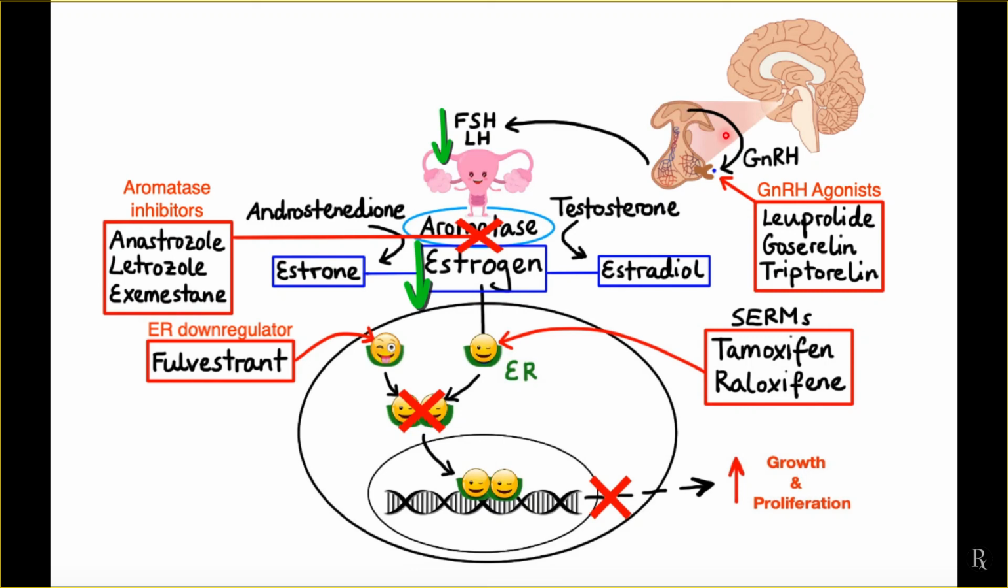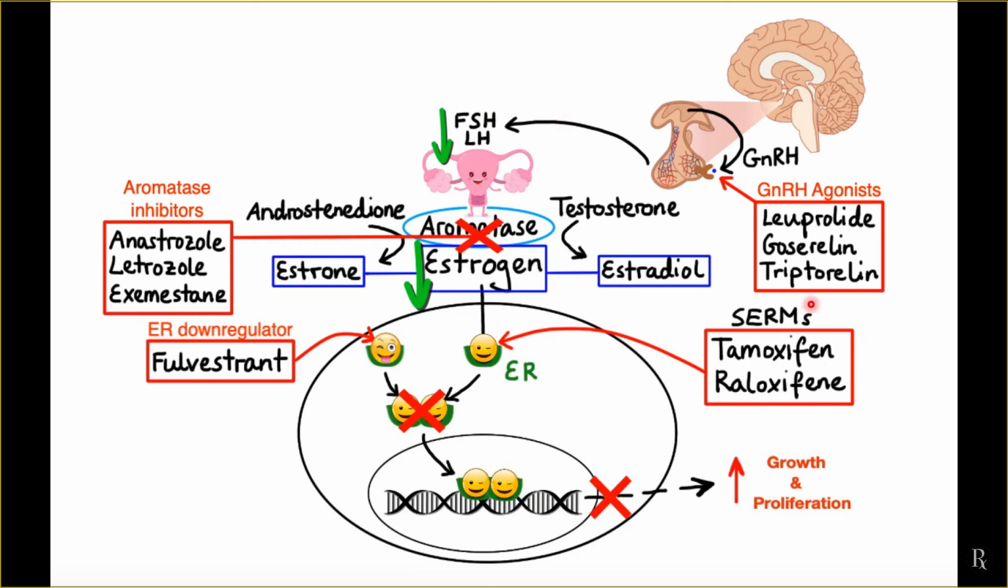and the hypothalamus is producing gonadotropin releasing hormone that is stimulating the production of the follicular stimulating hormone and luteinizing hormone in the pituitary, and these hormones are directly influencing the ovaries to increase the production of the estrogen. The ovaries are the main organ of the estrogen production in women.